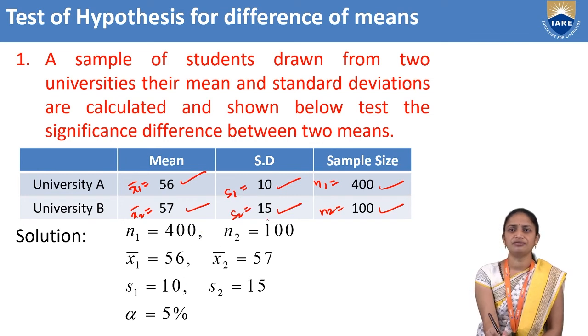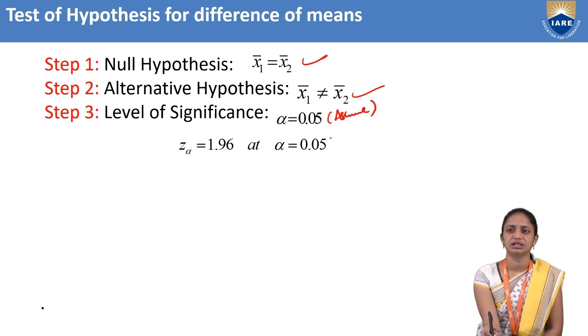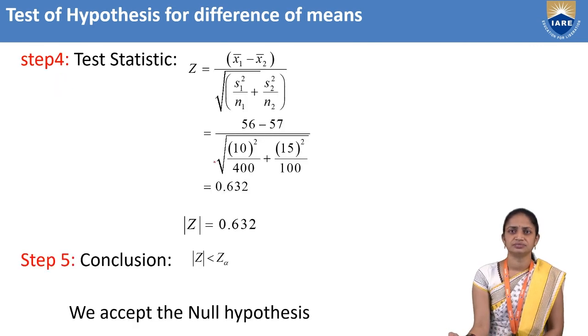Okay, so here we have to assume the alpha value. So alpha equal to 5%. So null hypothesis is x1 bar equal to x2 bar and alternative hypothesis is x1 bar not equal to x2 bar. Then the level of significance alpha, here I am assuming that alpha is 5% or 0.05. So Z alpha will be 1.96.